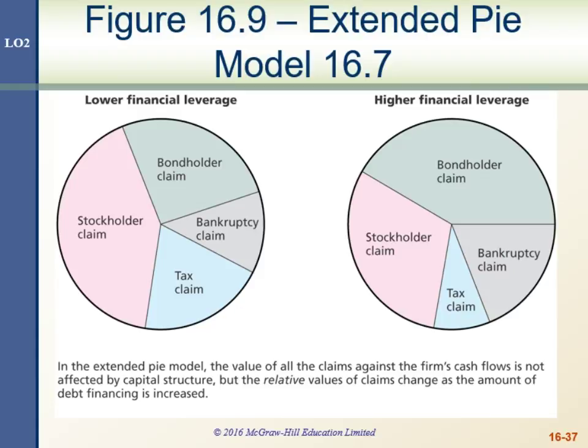So the M&M propositions basically say that the company's business is what creates value, and so that value is just distributed between the stockholders and the bondholders, and the degree of debt in the capital structure determines what the optimal relationship is between those two.